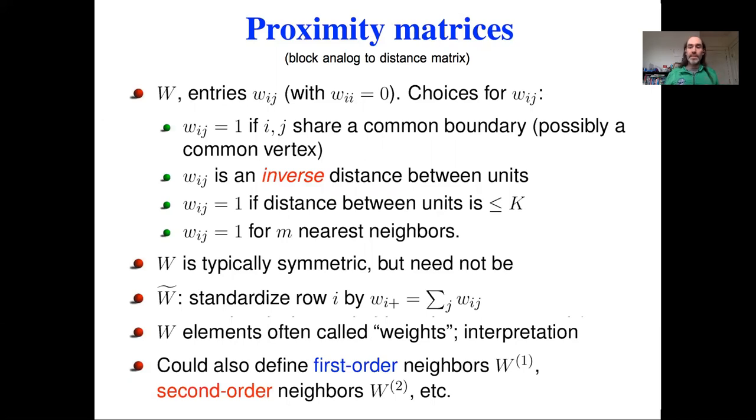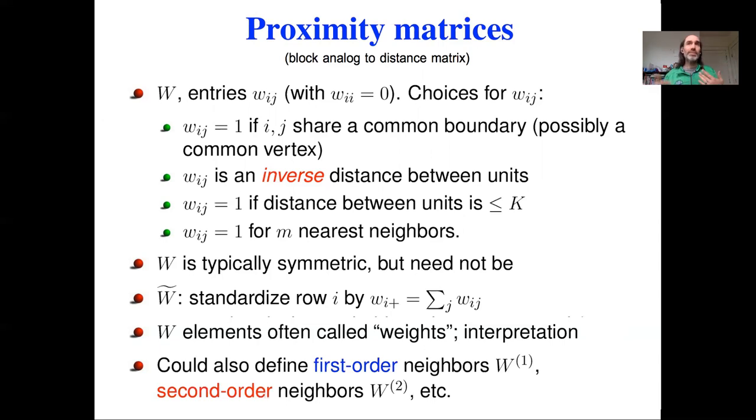So one key concept when it comes to the modeling and analysis of spatially block reference data is this idea of the proximity matrix. In a general sense, the proximity matrix is the block data analog to our distance matrix. We saw that when we dealt with point reference data and spatial models, we had to construct this distance matrix representing all the pairwise distances between all points in our data set.